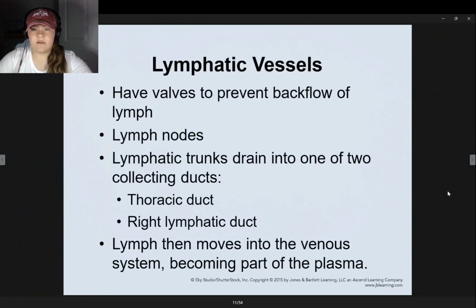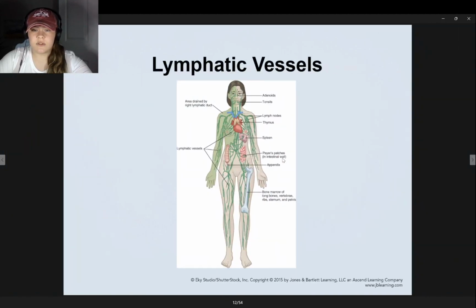Lymphatic vessels have valves to prevent backflow of the lymph, very similar to how the heart has valves to prevent backflow of blood. Lymphatic vessels also have lymph nodes. You've got the lymphatic trunks, which drain into one of the two collecting ducts, the thoracic duct and the right lymphatic duct. The lymph then moves into the venous system, becoming part of plasma. This is another diagram explaining that.